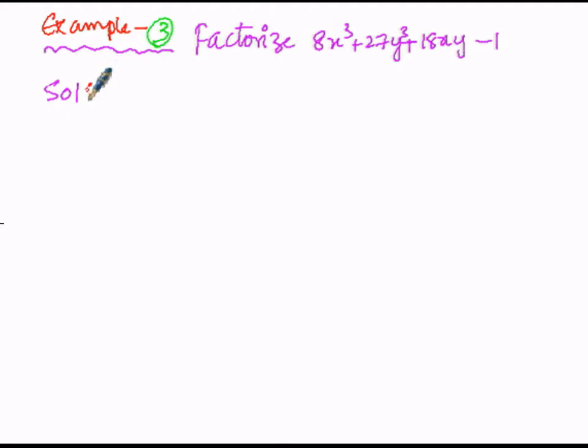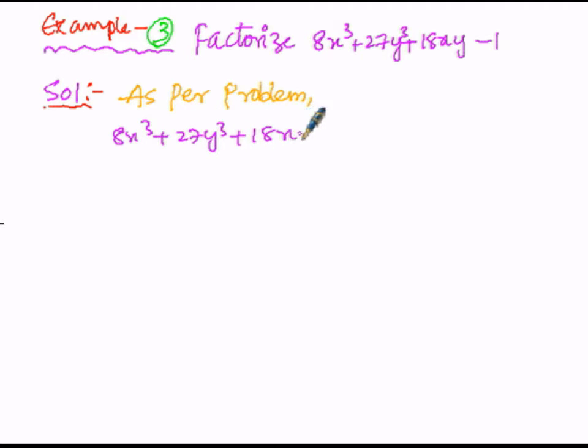In order to find the solution as per the problem, the given polynomial is 8x cube plus 27y cube plus 18xy minus 1. It can also be written as 8x cube plus 27y cube minus 1.